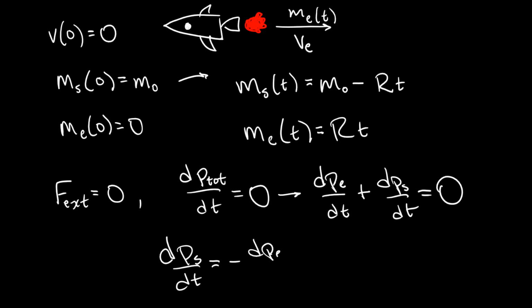All it's telling us is that any force that the exhaust feels from the thrusters, the ship has to also feel in the opposite direction. This is how rockets fly. This is how rockets go anywhere.